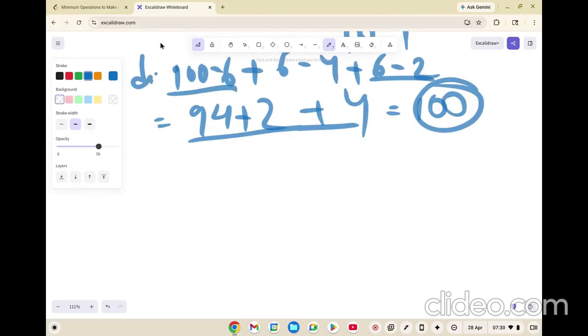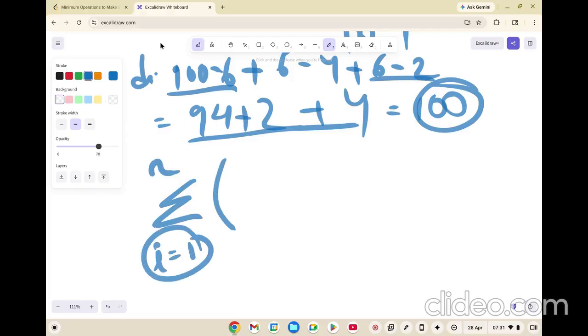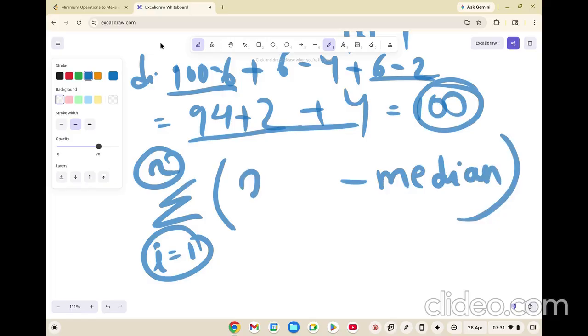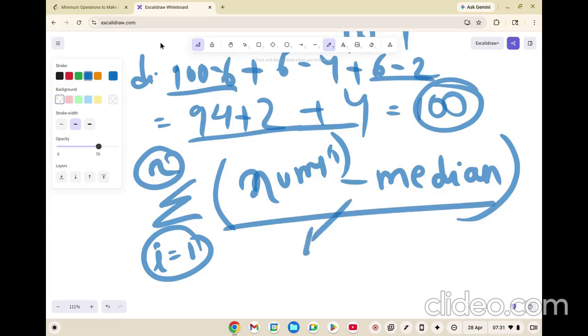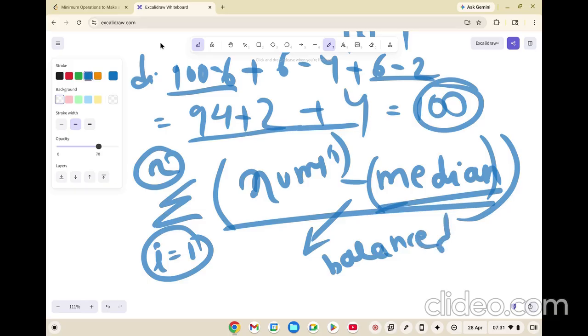Now, is there any mathematical proof for what I'm saying? Because you can't go everywhere saying, okay, I will do this. So let's say the summation of i equal to 1 to n, and I will explain whatever I'm writing. Let's say you are starting from index 1, going to index n, and let's call it a median, and you want to subtract a value nums of i. In order for this to be balanced, median is the element which we are choosing. Why is median working? I will explain that as well.